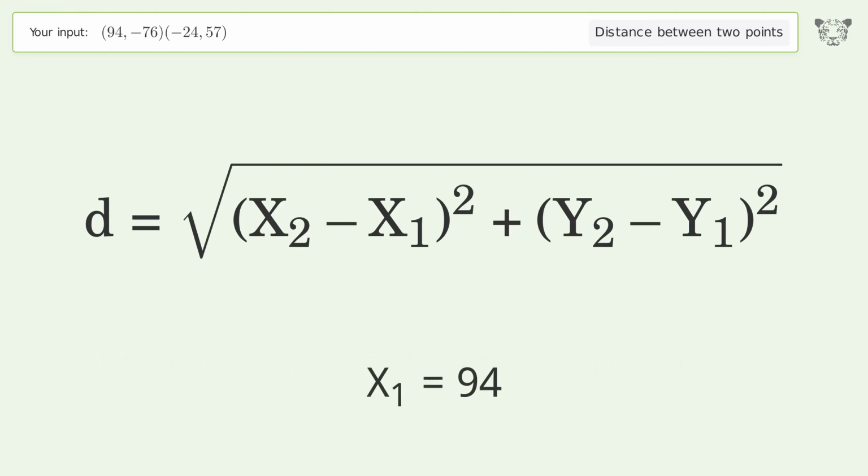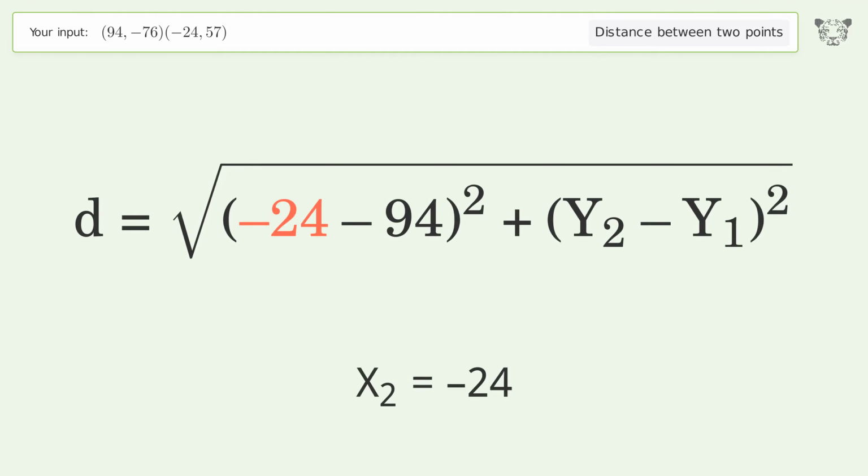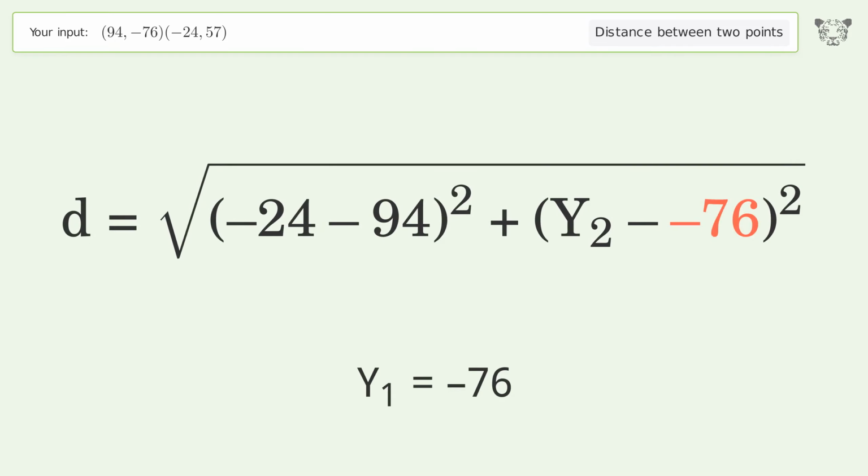x1 equals 94. x2 equals -24. y1 equals -76. y2 equals 57.